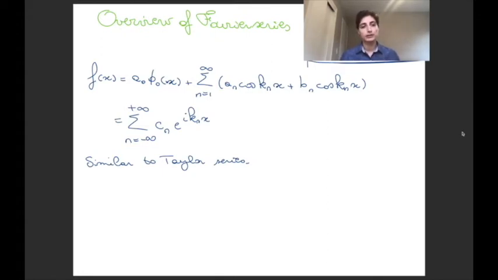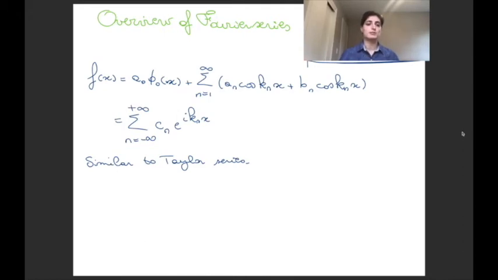Or we can write the same thing as a bi-infinite sum. So an infinite sum goes from 0 or 1 to infinity. A bi-infinite sum goes from minus infinity to plus infinity. So a bi-infinite sum of exponential functions with purely imaginary exponent.